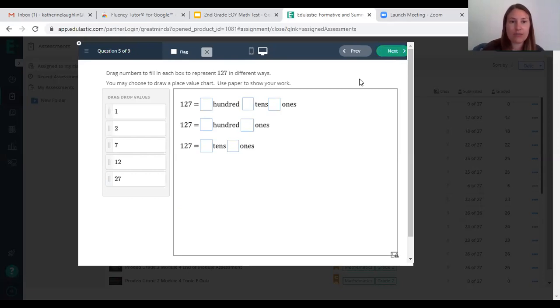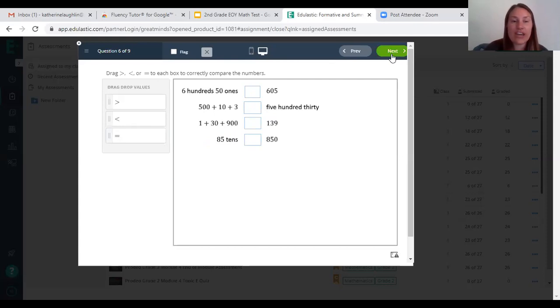Number 5 says drag numbers to fill in each box to represent 127 in different ways. So all the numbers you're going to need are over here, okay? Put them in the boxes here. If I think this number goes here, but I also think it goes here, you'll see it doesn't really let me do that, okay? So it does let me put it here, but it doesn't let me put it here. Oh, nope, now it does. Okay. That's what I was trying to show you. Sorry, that you can use the same number more than once if you think that it goes in the right spot. Okay, perfect. I was worried. All right.